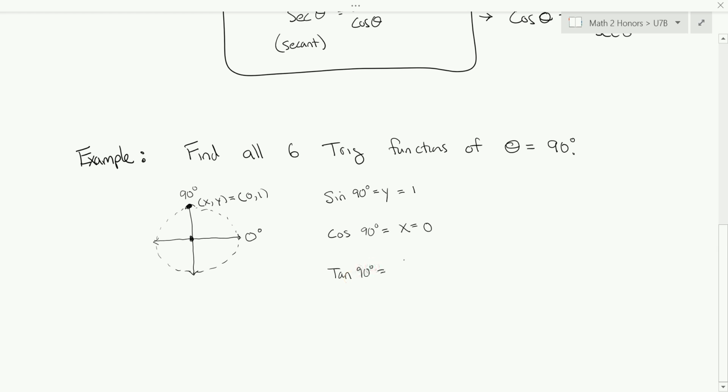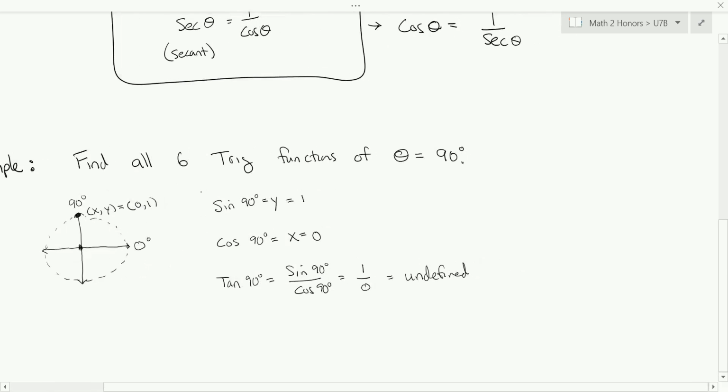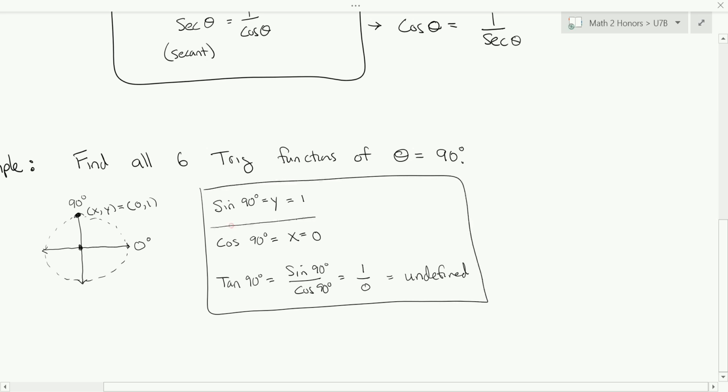Tangent of 90 is sine over cosine, which is going to be 1 over 0, which is undefined. Okay. So now we have 3 more functions to add to this list.